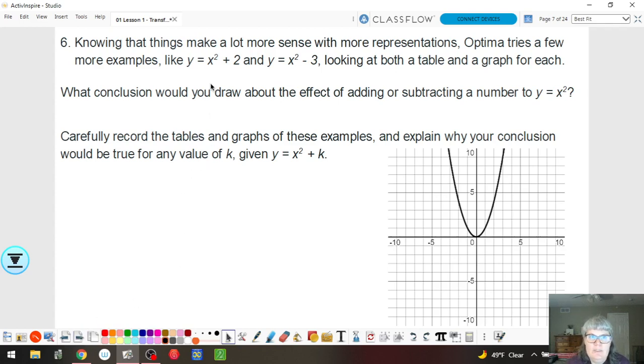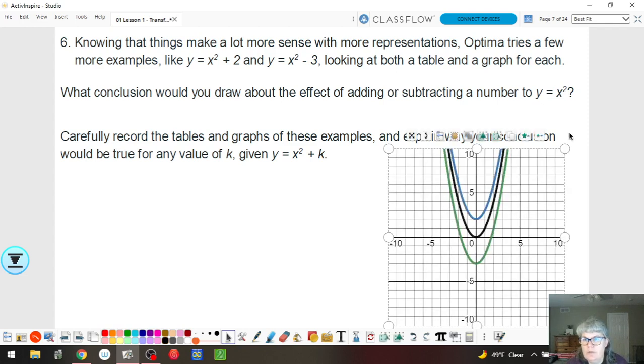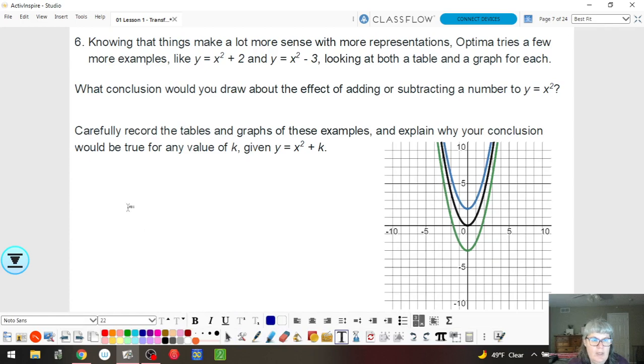So Optima, knowing that things make a lot more sense with more representations, tried a few more examples. She tried y equals x squared plus 2 and y equals x squared minus 3, looking at both a table and a graph for each. So here was her result. The blue curve is for x squared plus 2. And I'm going to put together a table here for y equals x squared plus 2.